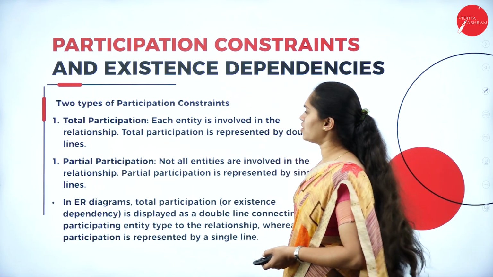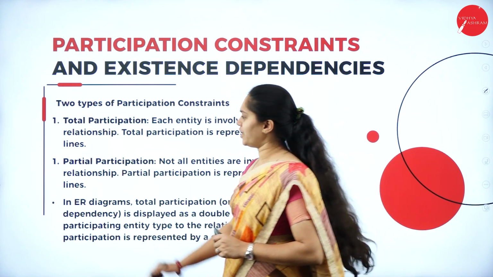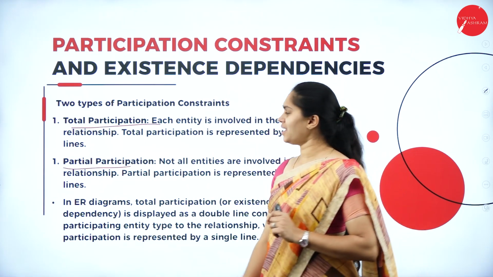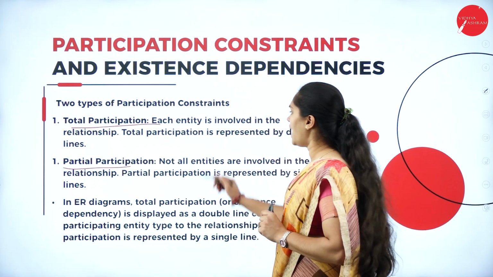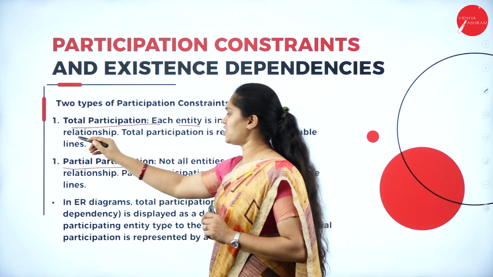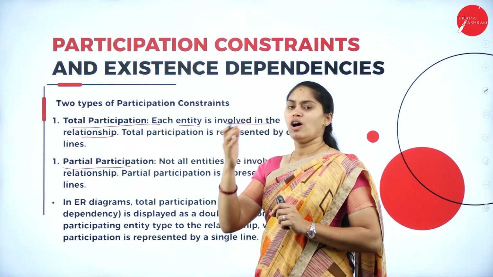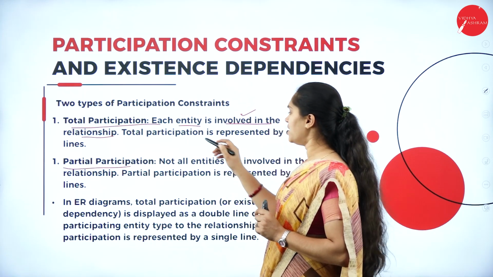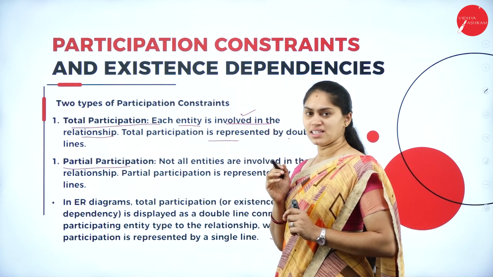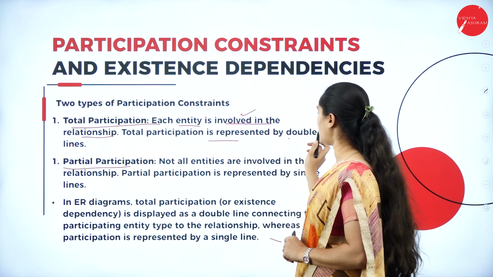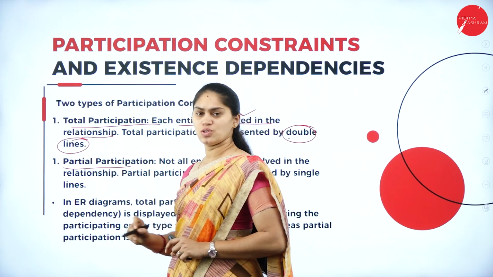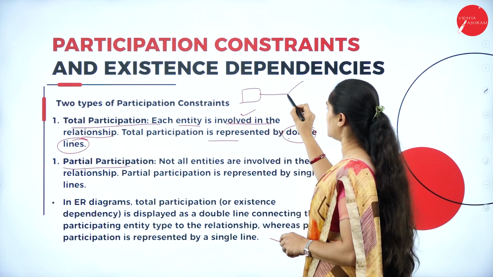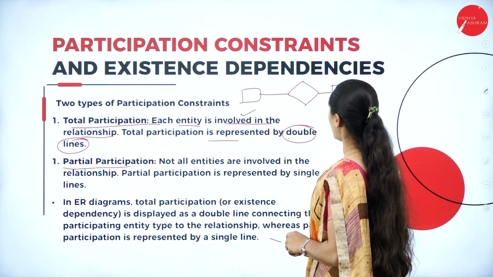Then what are the different types of participation constraint we have? One is total participation and another one is partial participation. As the name indicates, if it is a total participation, each entity is involved in the relationship; all the entity instances are included, all involved in the relationship. Then we call this a total participation. In the ER diagram, we represent it by double lines. So here in the previous example, you might have seen that this is an entity, this specifies the relationship and this is another entity.